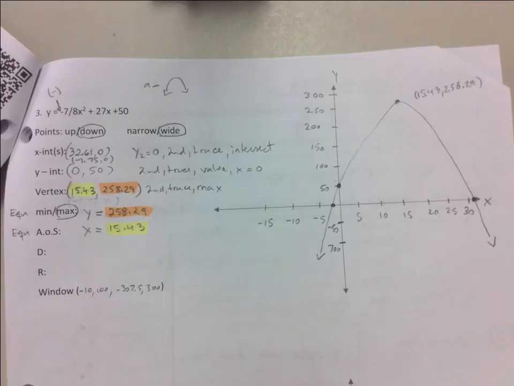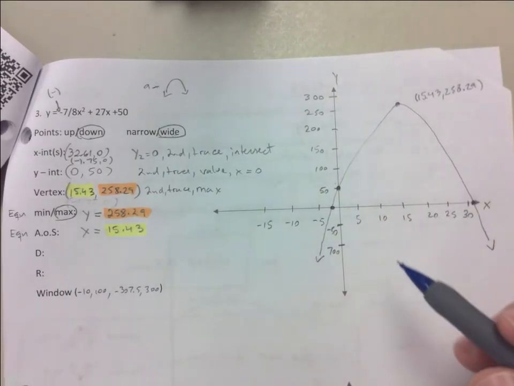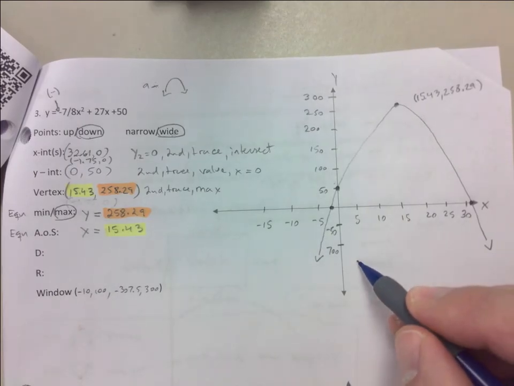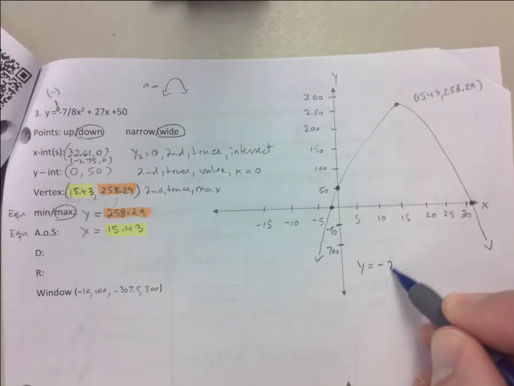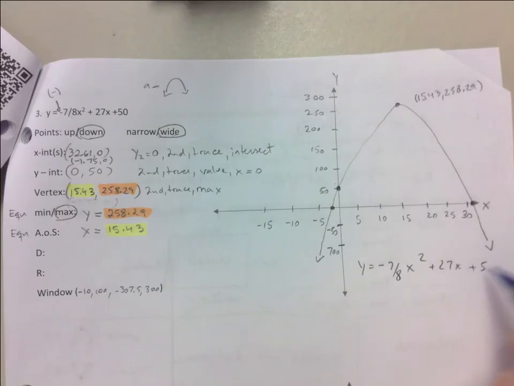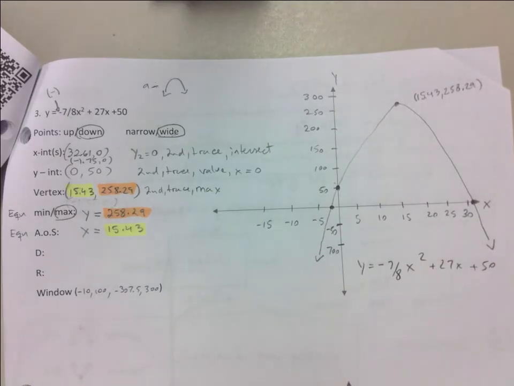And one more thing is missing. Do you remember something about graphs in intro? What does a graph need to have? The equation, a title. It could be a title, but as long as you label your x and y axis and you have the equation, you're good to go. So this would be y is equal to negative 7/8 x squared plus 27x plus 50. Okay.